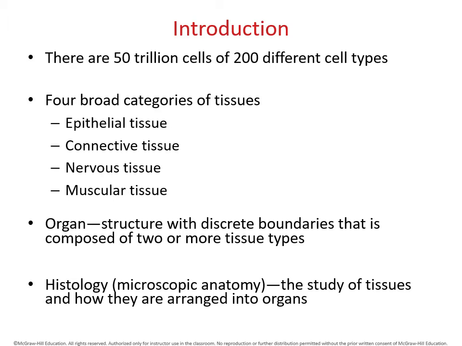So my goal in chapter 5 is to introduce you to these 4 categories of tissue, and also show you how you can figure out which one you're looking at and what some of the specific characteristics are for the groups. So without further ado, let's go ahead and dive into histology, which is the study of tissues.